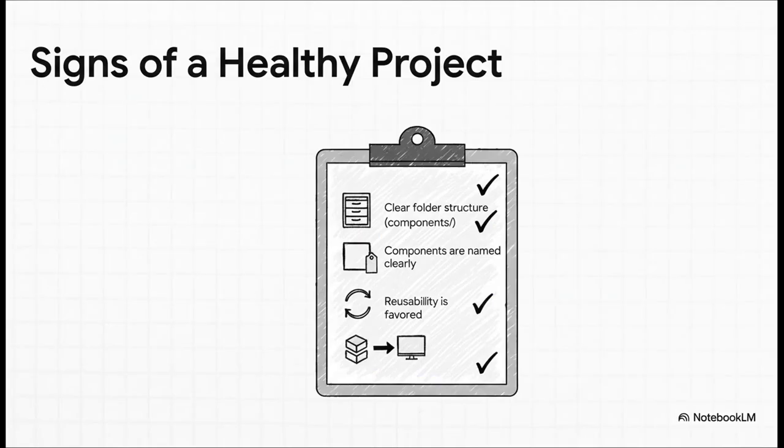And how can you tell if your AI is actually doing a good job? Well, you can look for these signs. Is there a clean folder structure? Are the component files named clearly? Is there a focus on making things reusable instead of just copying and pasting code? And most important of all, does the UI always change because the data changed? There should be no manual tinkering.